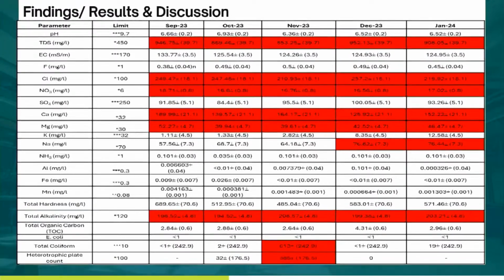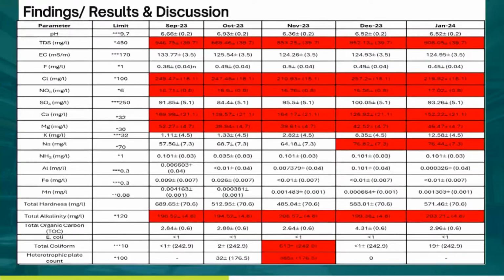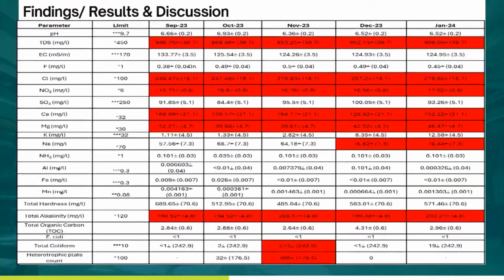For the bacteria, we observed that total coliform and heterotrophic counts were above the guideline limit for just November during the sampling. So those you see highlighted in red are those that were above the guideline limit that I mentioned earlier.